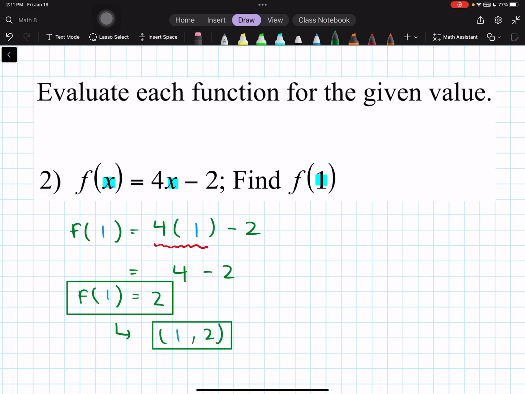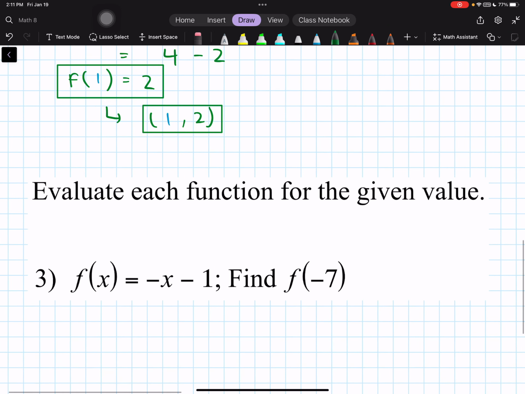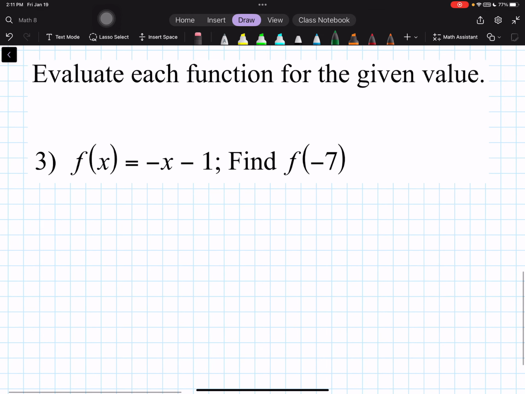Okay? Let's try one more. In this case, we have f of x is equal to negative x minus 1, and we're meant to find the value of this function f when x is equal to negative 7. So remember, be on the lookout for what's my input. In this case, it's negative 7. So we go ahead and we're going to plug in negative 7 into the function f.